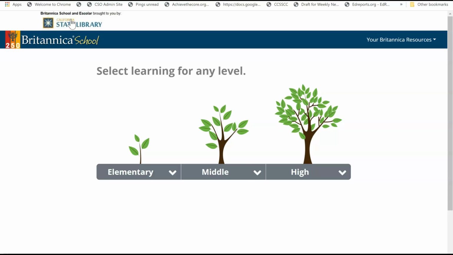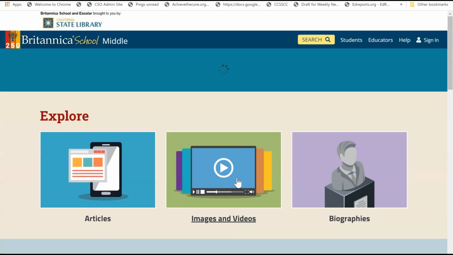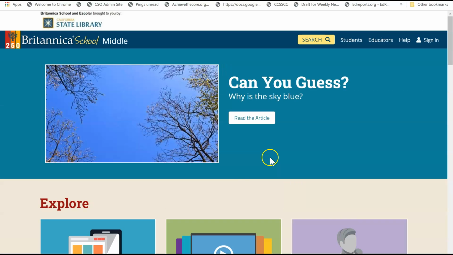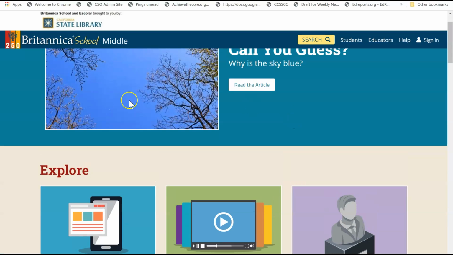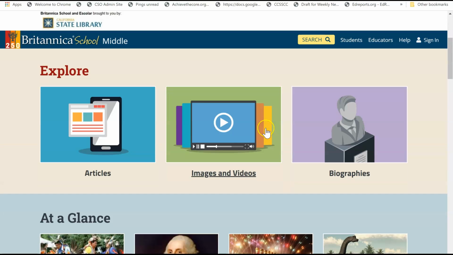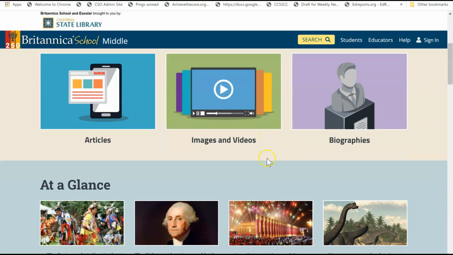If I go back, I can easily go to middle. You can see that this is a little more complex. It's got a different type of question at the top. Students, this would be great bell work in the morning, but remember we're talking about centers and small group work here. This has a few extra features.